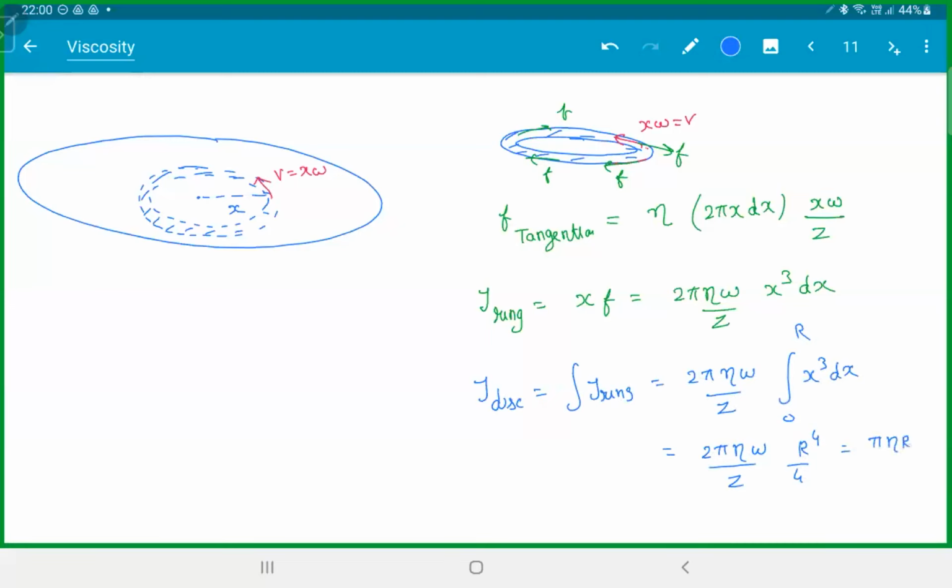Pi eta r power 4 by 2z omega. Please check till here. So this is the total torque acting on the disc as a function of omega. Means the faster you rotate, the more torque. And observe one thing, r power 4. Means if you take a disc of r and 2r, that 2r disc is 16 times more difficult to rotate. So the bigger the disc you keep, it becomes to the power of 4 times difficulty.